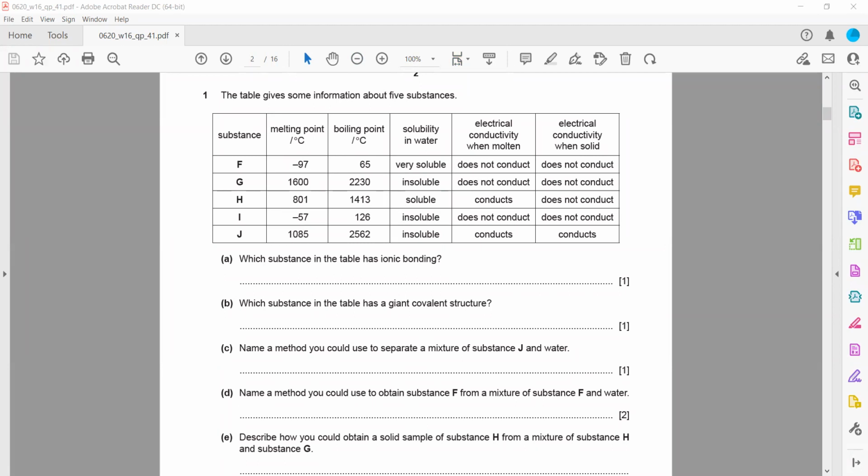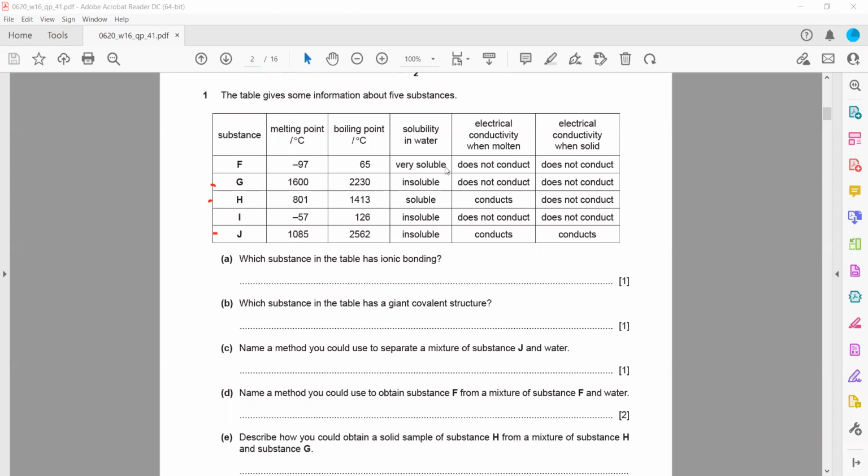So which substance could be ionic? First thing, it should have a high melting and boiling point. So when we check, either G can be there, H can be there, or J can be there. Then the second part, it should be soluble in water. Ionic compounds are water soluble, so it cannot be G now. And it cannot be J, so we are left with only one possible answer, H. It can conduct, so the first answer is H.